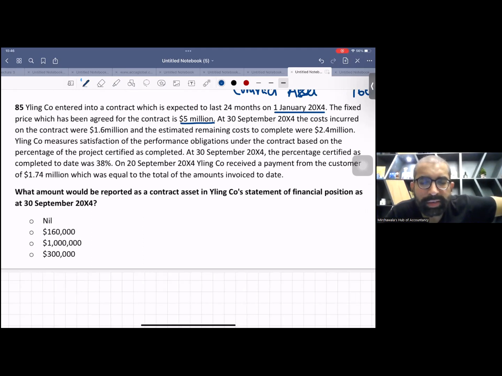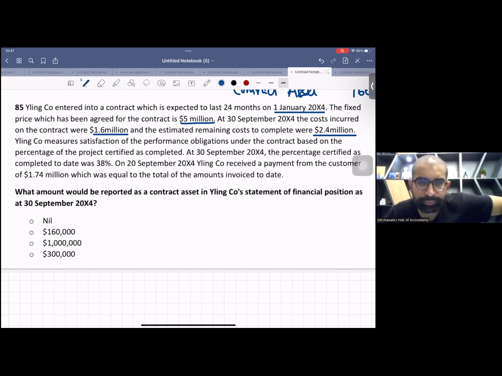So how will you calculate the revenue recognized to date? Use your brain. Very simple. Total contract revenue multiplied by the stage of completion. At 30th September X4, the cost incurred to date is 1.6 million and the remaining cost to complete is 2.4 million. So that means total estimated cost is 4 million. Cost incurred to date plus cost to complete makes total estimated cost, which is 4 million.